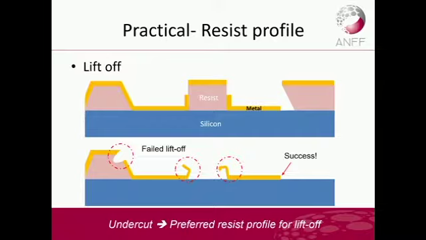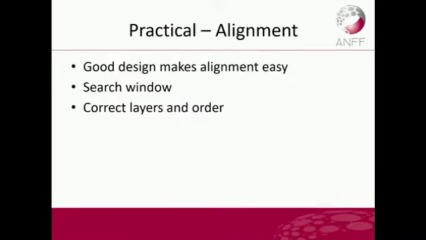If you use the 90-degree angle profile, you're going to end up with these loose bits or tailing, which can short the circuit. If you use the positive resist profile, it's impossible to lift off because the edge of the resist will just be fully coated.